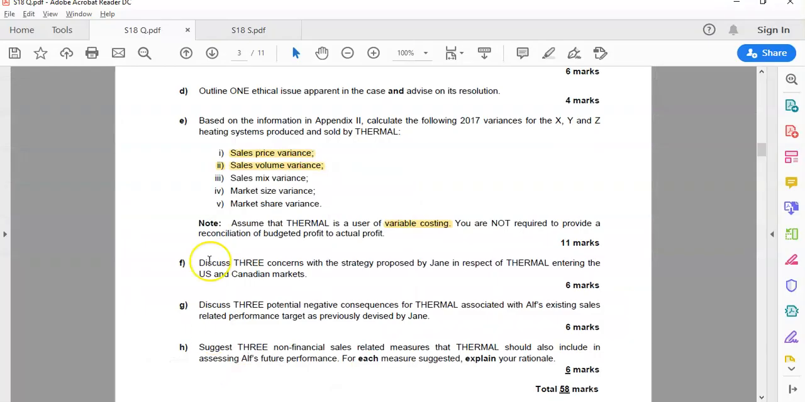So that was advanced sales variances, also looking at Cap 1 sales variances, Summer 18, question 1.